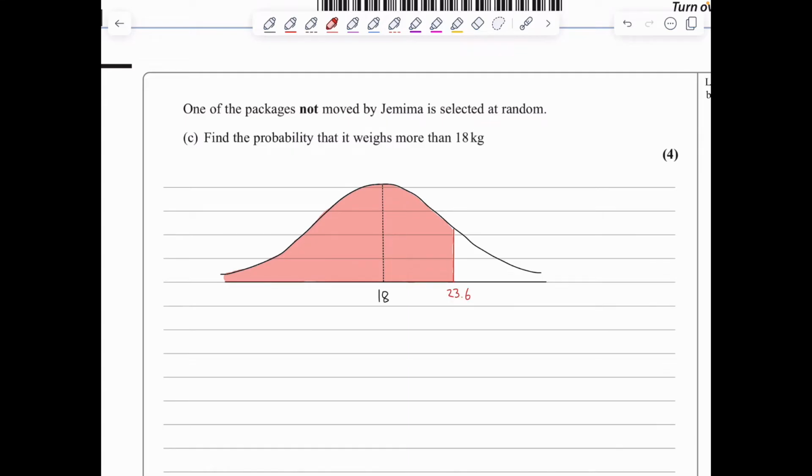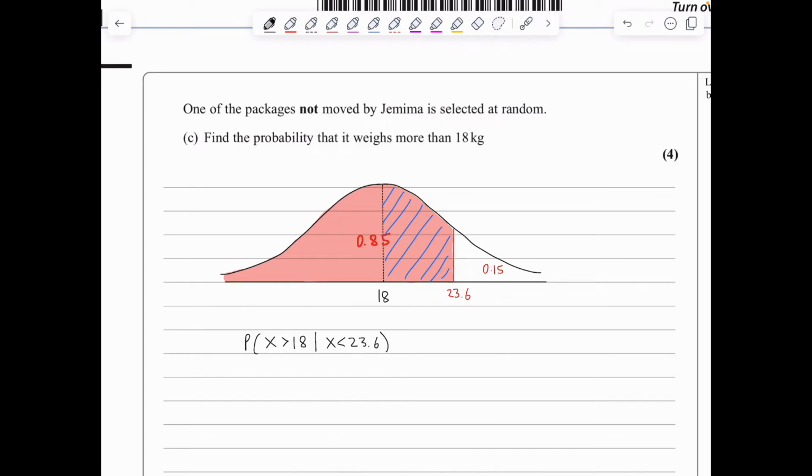So we know the probability of exceeding this is 0.15 because 15% of the heaviest were moved by Jemima, which means that the probability of being on the left side here is 0.85, and we're wondering what's the probability that this weighs more than 18 kilograms. In other words, what's the probability that I'm in this region of my bell-shaped curve? So we're being asked to find the probability of x being greater than 18, given that x is less than 23.6.